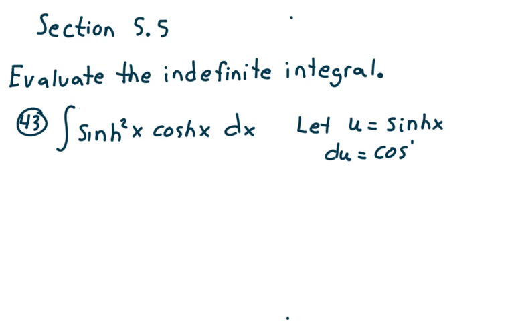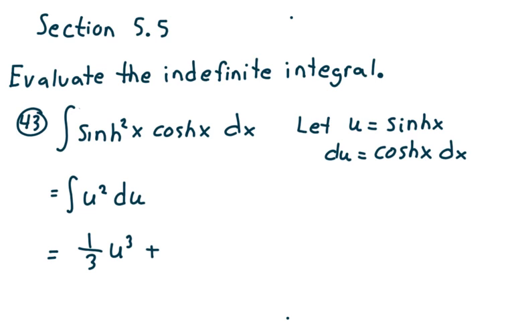So we write hyperbolic cosine x dx. And so this is the integral of u squared, and then hyperbolic cosine x dx becomes du. And so this is equal to 1/3 u cubed plus c. But remember that u is hyperbolic sine of x. And so this is equal to 1/3 hyperbolic sine cubed x plus c. And that's how we do problem number 43.